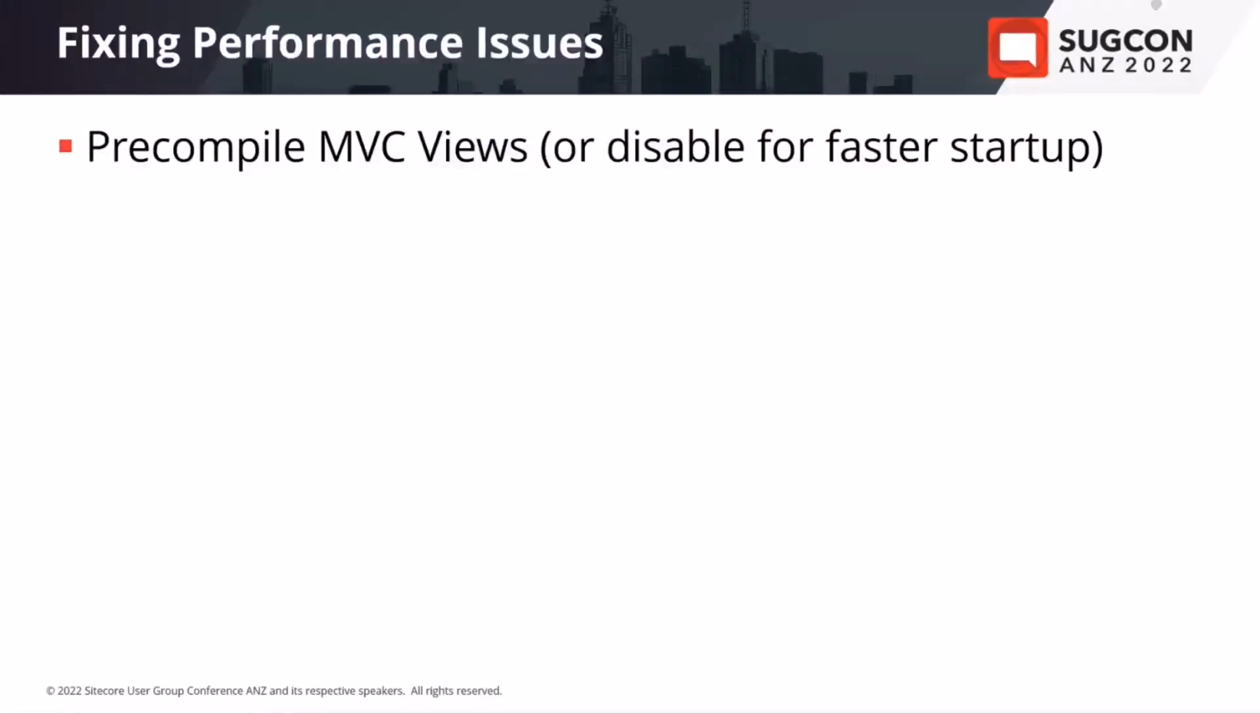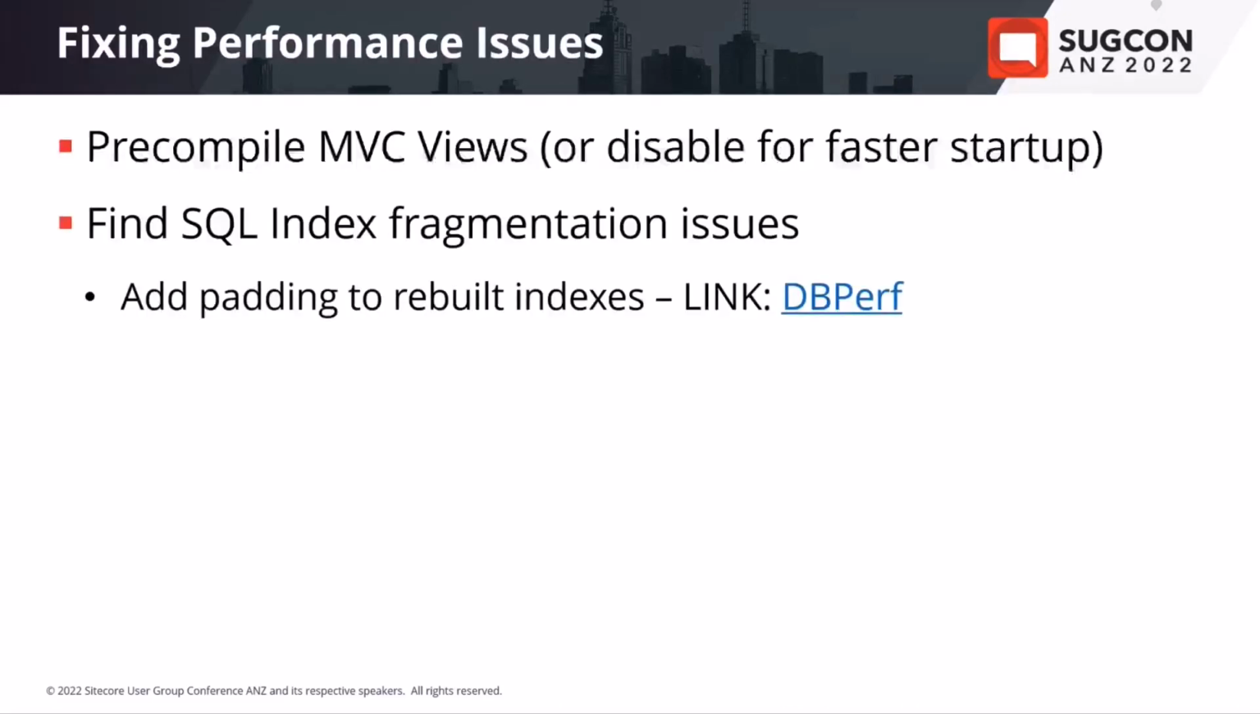Other performance things that you can improve, so pre-compiling MVC views, again, you could disable them for faster startup, or you could enable them so that when you're ready to go to those pages, those are nice and quick for you. Finding SQL index fragmentation issues. I love the link here. This is from Brian Pedersen from 2012. Improving the indexes by adding some padding to them and rebuilding them for SQL. It's fantastic. I highly recommend it.